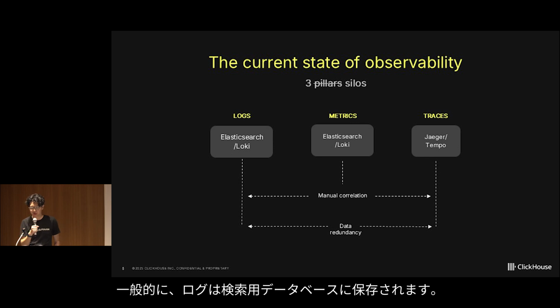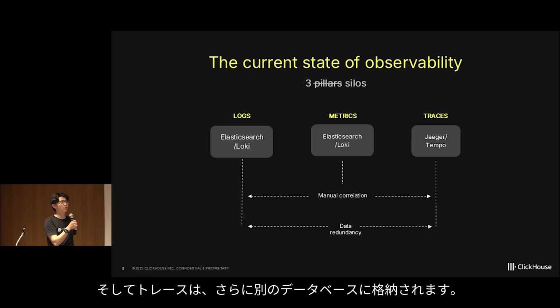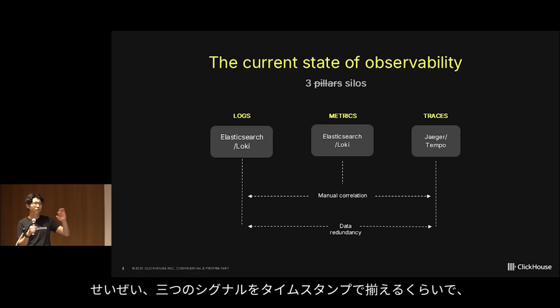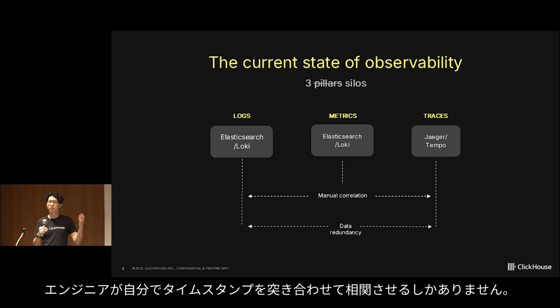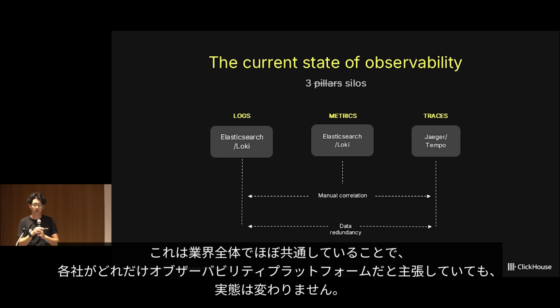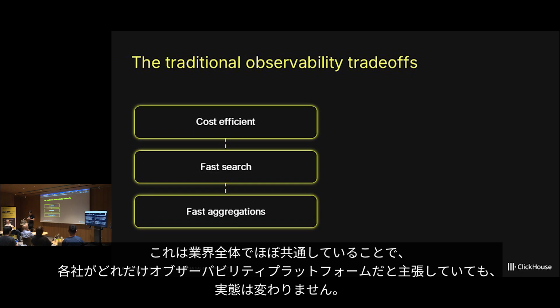So you start off with the logs being stored in a search database. The metrics are in Prometheus or Thanos or some other database, and your traces are in a third database. That means correlation is really a disjointed experience. At best, it means those three signals are put on one timestamp, and the engineer is the one correlating it by looking at what timestamp matches up with what. It's not really correlated observability. It's just three systems duct taped together, and that's true across the industry, no matter how much they want to tell you that they're an observability platform.